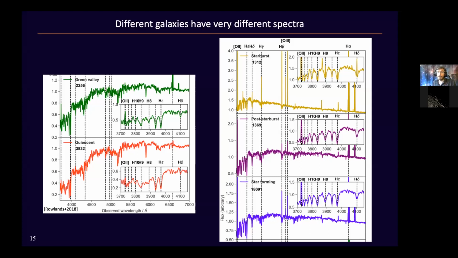And then there are so-called quiescent galaxies, things that are red and dead. They don't have any gas. They're not forming stars. They're elliptical galaxies. They're just evolving along with the stars that exist already, but they're not forming new stars. And those look quite different.